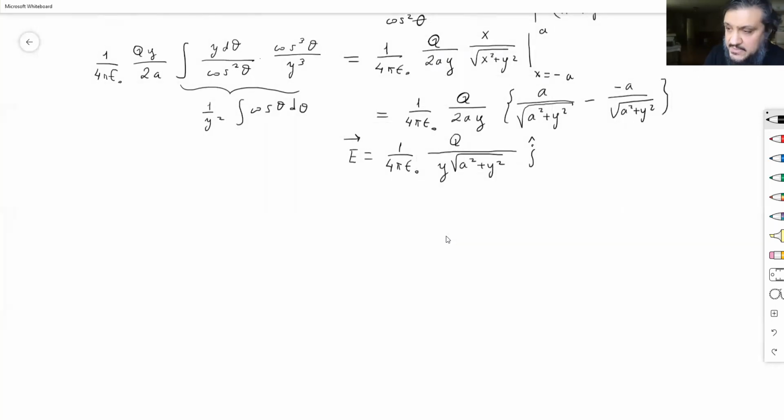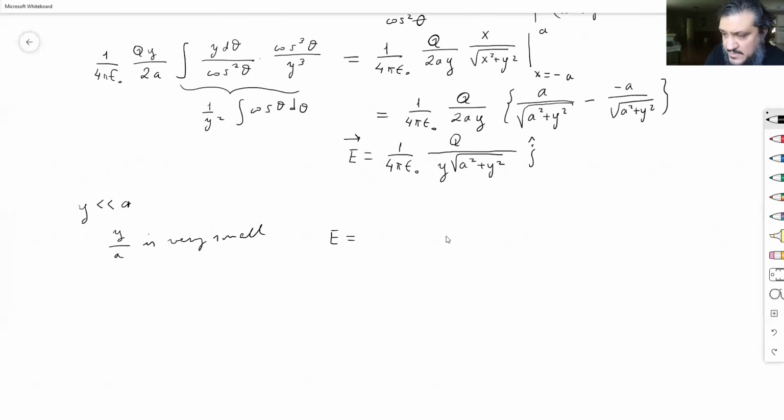So the first limit is y is much less than a. You're really close to the charge. This is when the charge looks like an infinite line of charge. In other words, y over a is very small. Here I'm going to try to obtain y over a. How do I do that? I can factor a out.